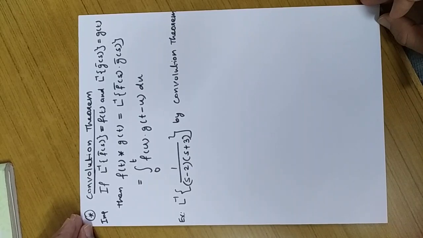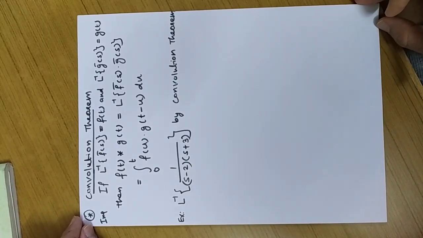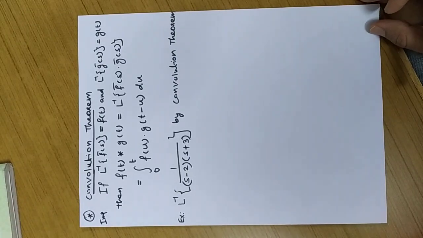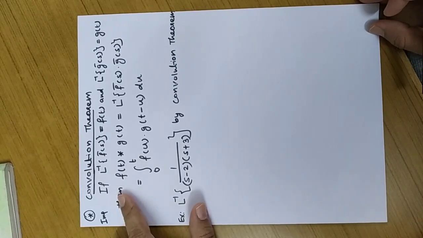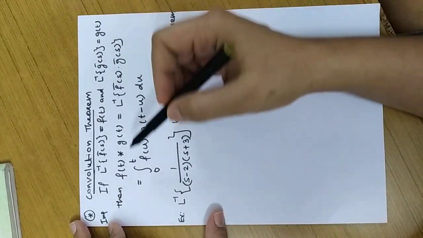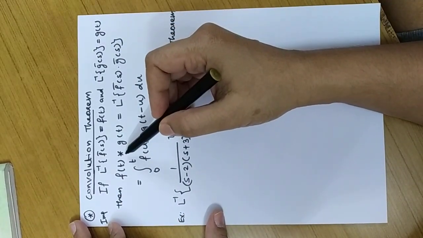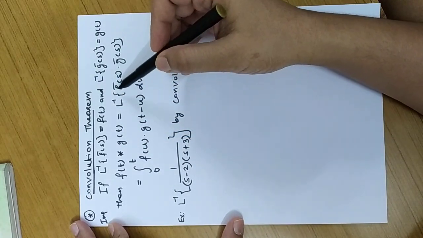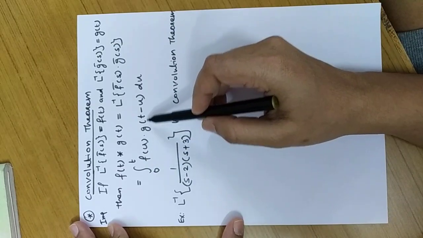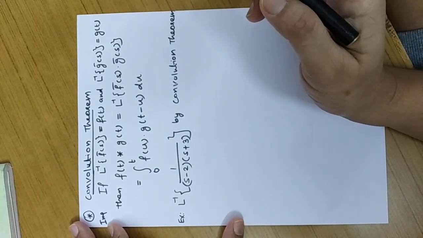Good morning everyone. Today our topic is the convolution theorem. If L inverse of f bar s is equal to f of t, and L inverse of g bar s is equal to g of t, then f(t) star g(t), where star means convolution, is L inverse of f bar s into g bar s, which is equal to the integral from 0 to t of f of u into g of t minus u du.